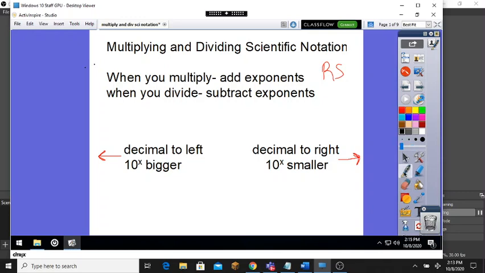Now there is a function on the calculator that will help you plug in the numbers, but I'm going to show you an easy way to do this. It's a very, very simple way to do all of this. Again, this should be on the right side as always with all the notes that we do. The decimal to the left means that the exponent is going to be bigger. To the right means that you're going to make it smaller.